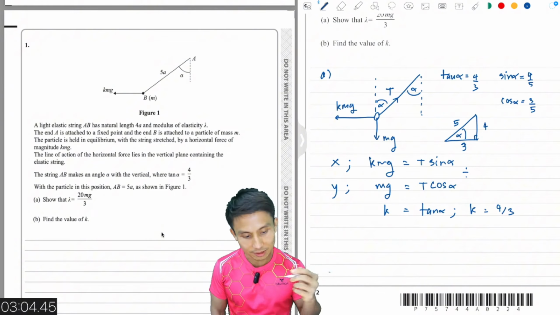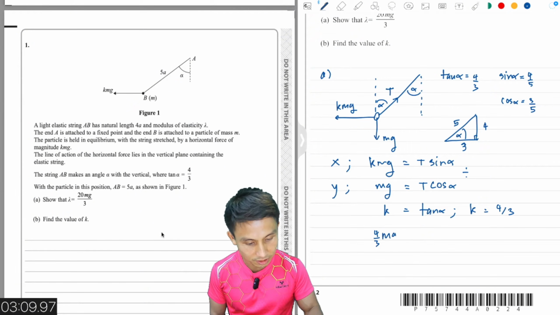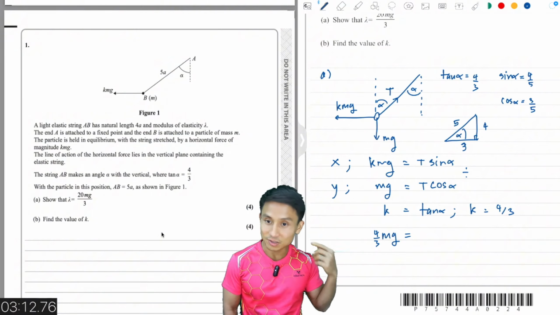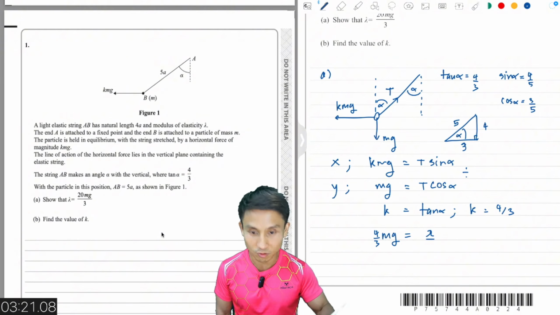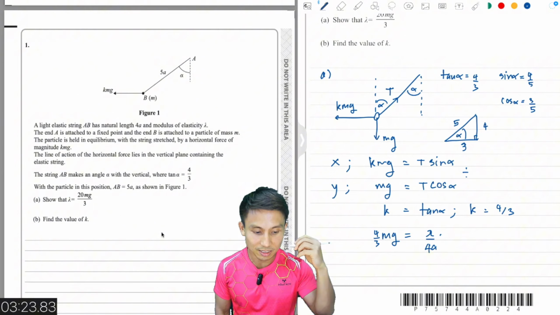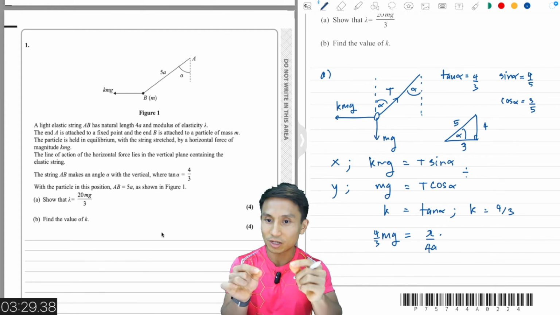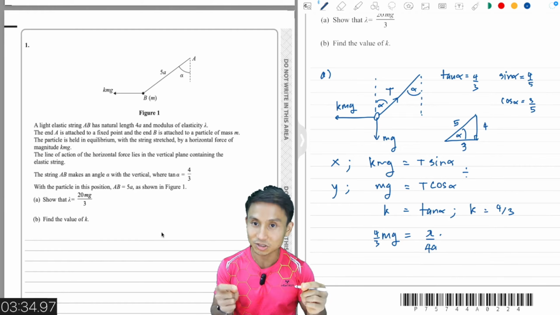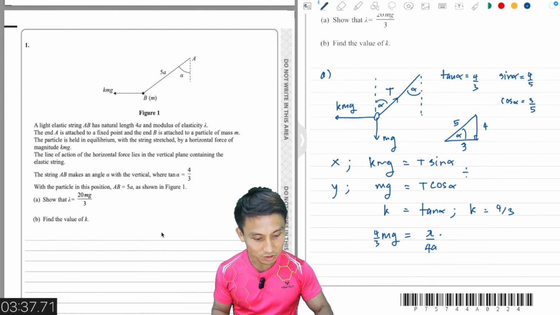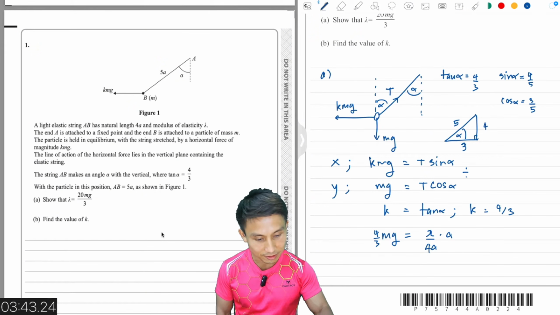And now if you plug k into the first equation, we get 4/3 mg. Now T is the tension in the string, which is the same as lambda over natural length, where the natural length is given to be 4a, times the extension. Now the extension, we can find it by looking at the string directly, because the string is now stretched to 5a, so the extension is just 5a minus 4a, which is just a. Hope you guys are okay with that. So that's the T part.